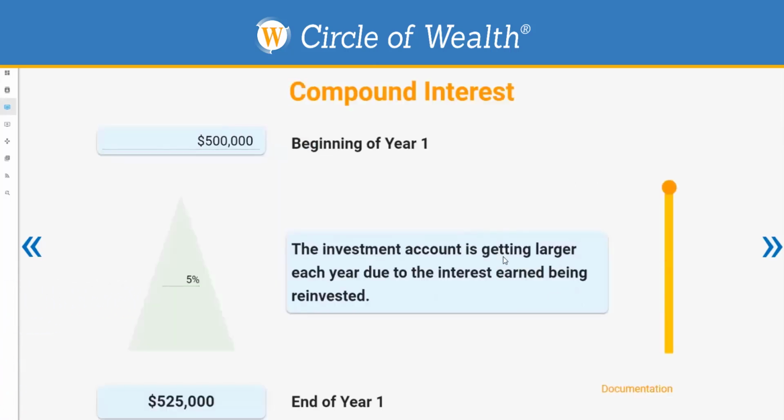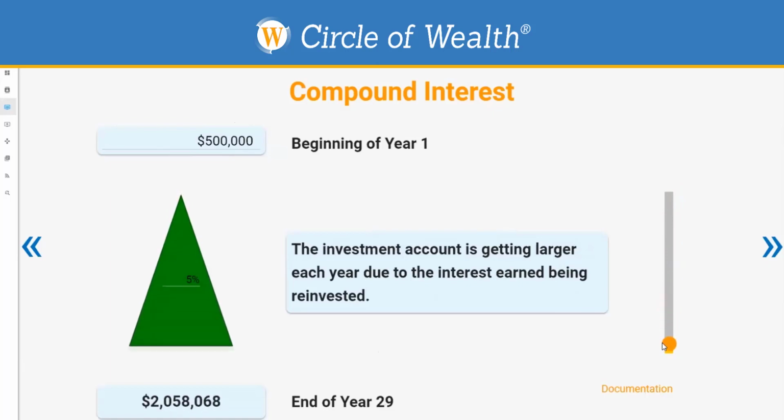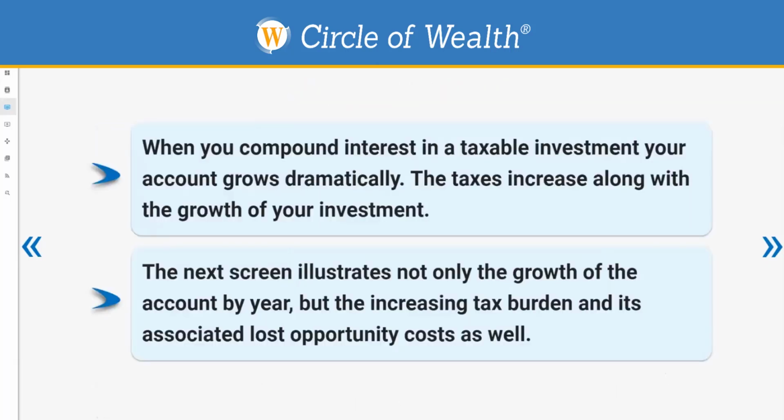So it just takes us to the first screen and says, okay, if we have 500,000 up here and we've got 30 years compounding at 5%, what are we going to have at the end? Again, very simple presentation, nothing crazy here. Then it brings in the tax conversation.